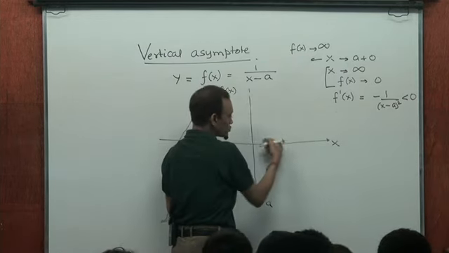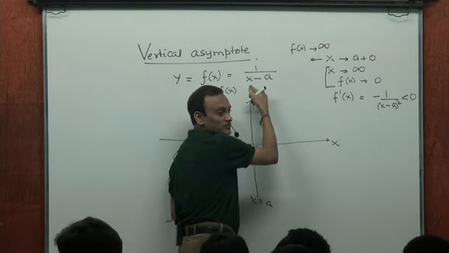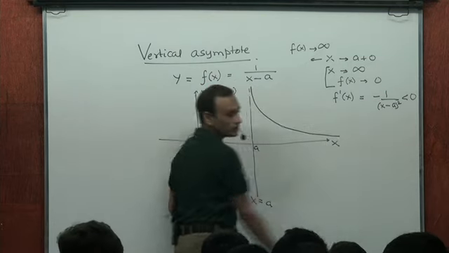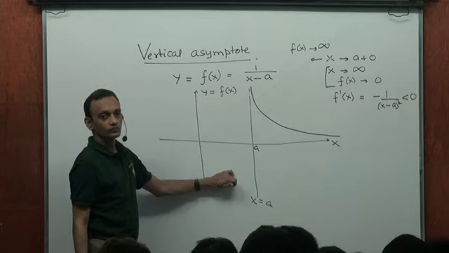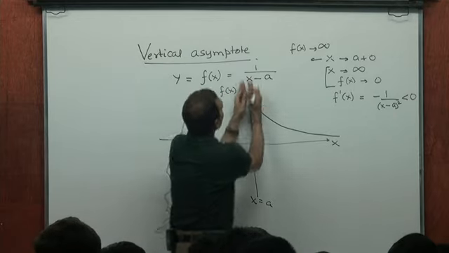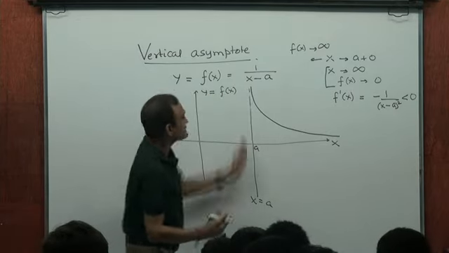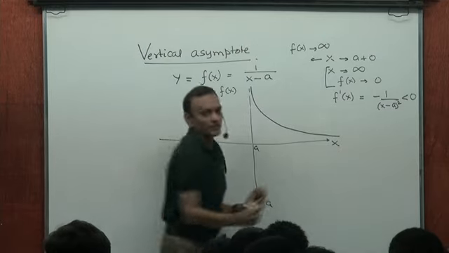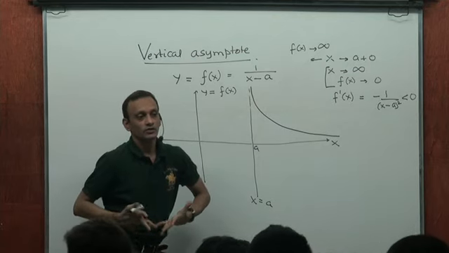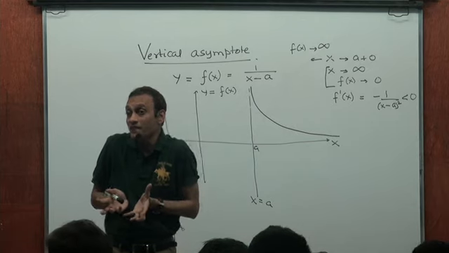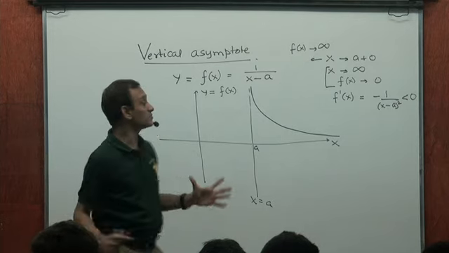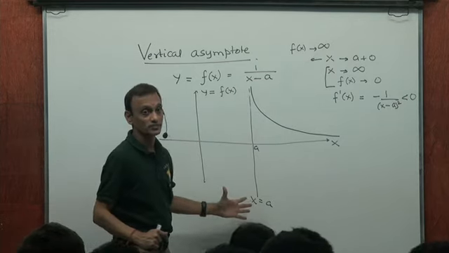Therefore, as x tends to a, f(x) tends to plus infinity, and as x tends to infinity, f(x) tends to 0. Right? So this x equal to a starts to flush with the curve, very far away from the origin. And this x equal to a is referred to as a vertical asymptote. So if x minus a appears in the denominator of an expression, then x equal to a will be a vertical asymptote.